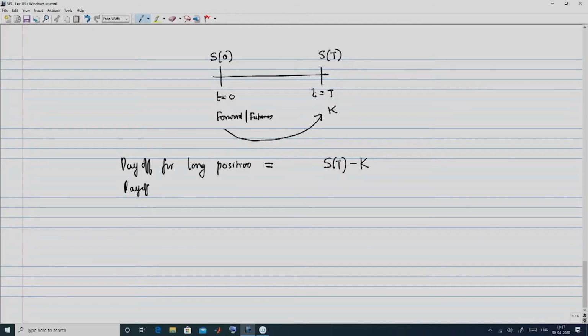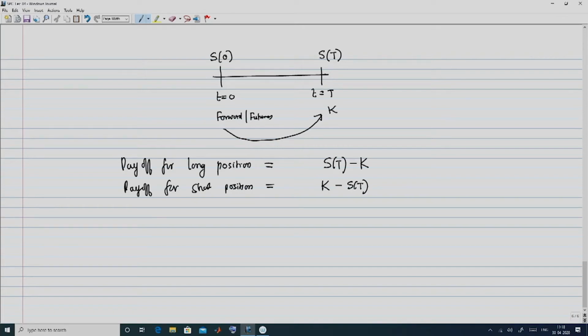From the counterparty point of view, that means from the point of view of the short position, the payoff for the short position is going to be nothing but k minus S of t. So, this means that they are receiving an amount of k and minus S of t is the amount.